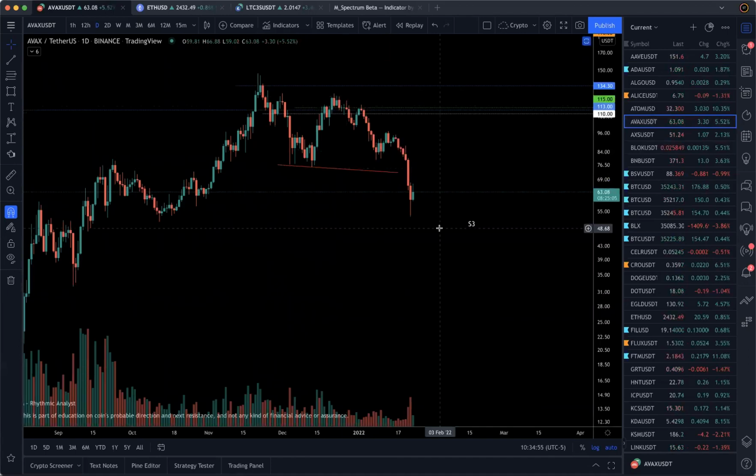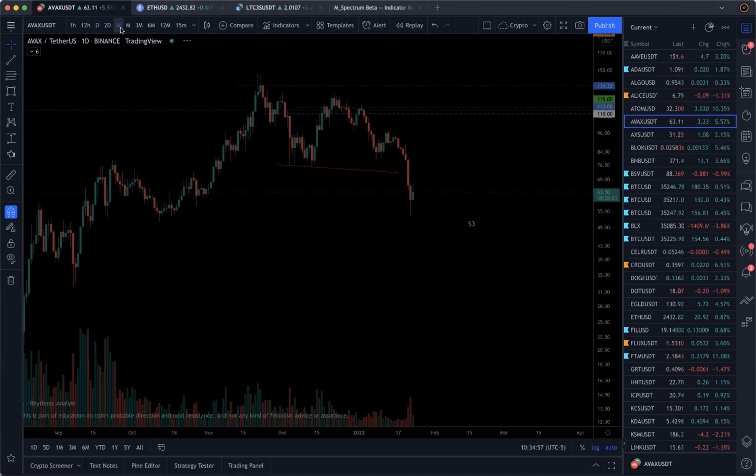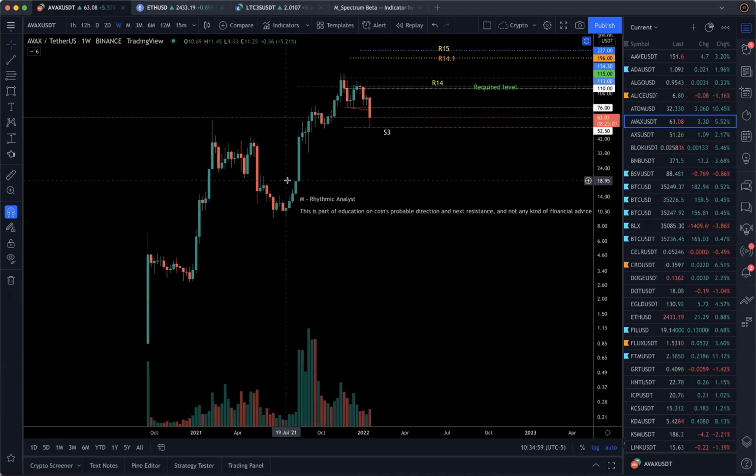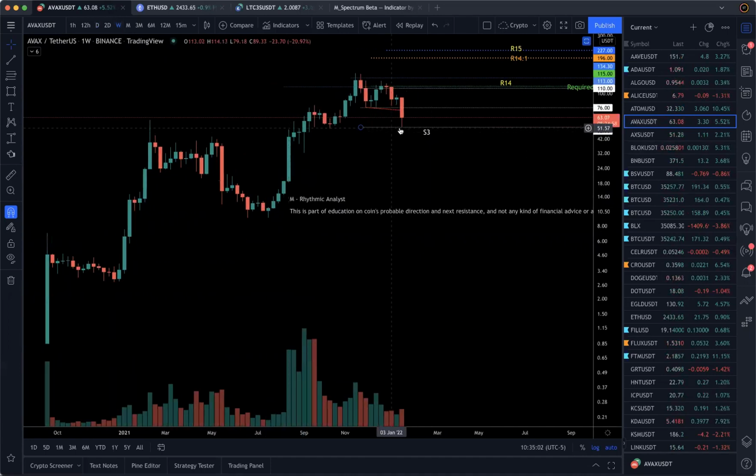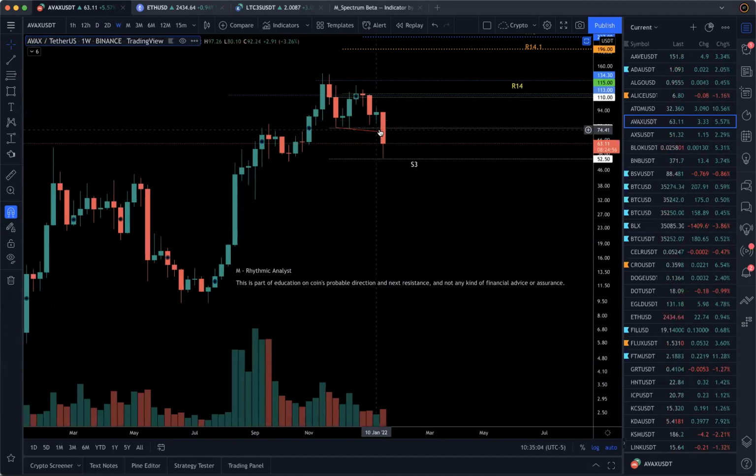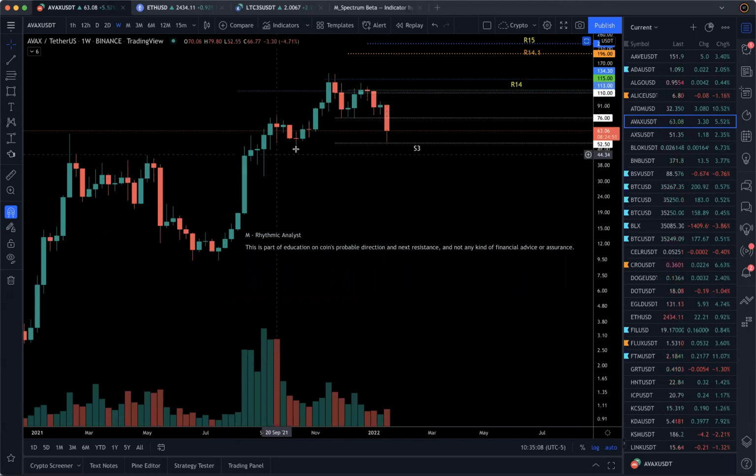AVAX is going down. Let's look at weekly. It has hit S3. Look at that. It has hit S3 and bounced. Similar to ADA, you see the structure here. This was the point of bounce. So you can say this could be S4 32, which is like a 50% drop from here. If S3 is broken below, the required level is this.